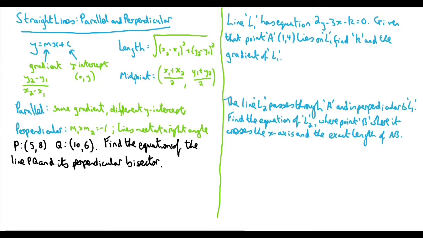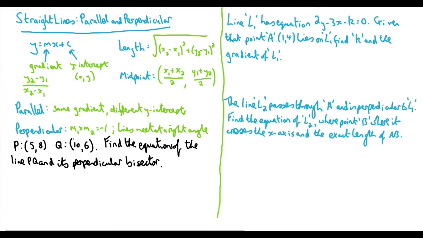So these are your main principles that you're going to be using in questions to do with straight lines. If we just wanted to have a go at an example, we could say that there's a point P, which has coordinates 5, 8, and a point Q, which has coordinates 10, 6. So find the equations of the line PQ and its perpendicular bisector.